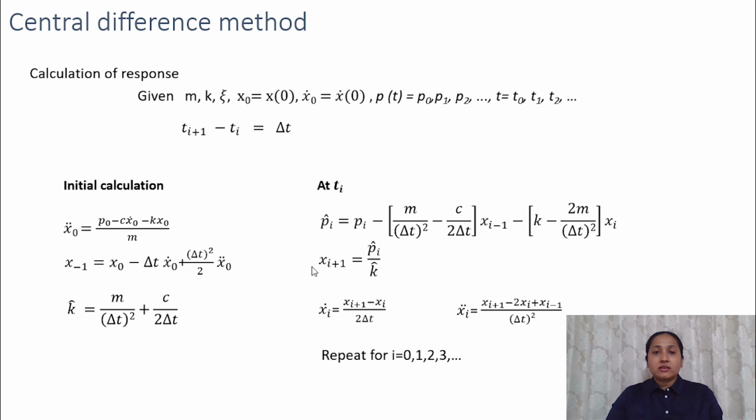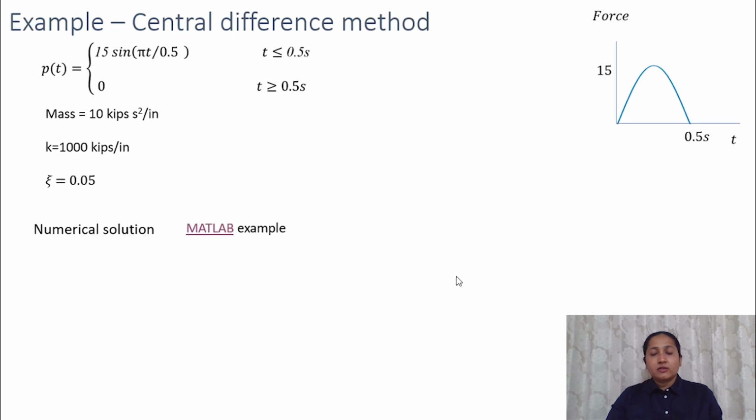After calculating x i plus 1, we can substitute that value and calculate the values of velocity and acceleration at instant i. Now let's solve an example using the central difference method. This is the same example which we solved earlier, a single degree of freedom system, and the forcing function is a half sine pulse. So let's solve this using a MATLAB code.